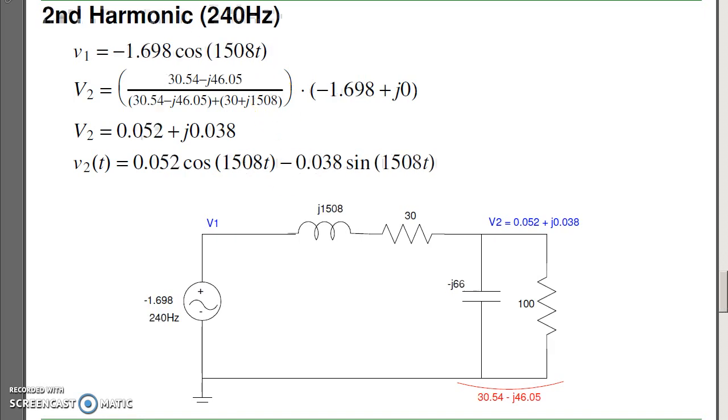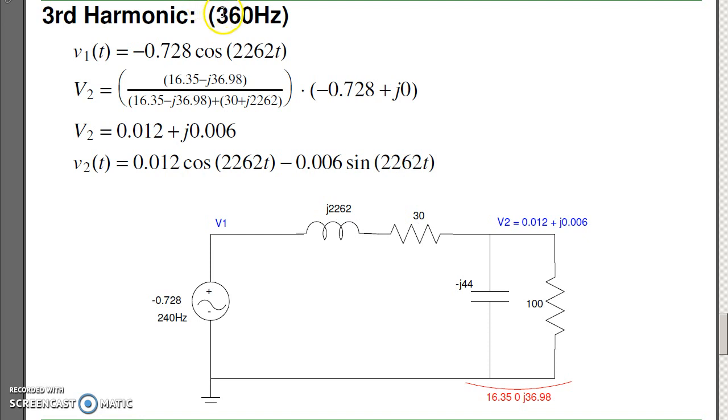Next, analyze the 240 Hz. At 240 Hz, the input is minus 1.68 plus J0, minus 1.698 cosine, 0 sine. The inductor becomes J omega L, capacitor becomes 1 over J omega C. Put these in parallel, use voltage division, and I get V2. What V2 means is 0.052 cosine minus 0.038 sine.